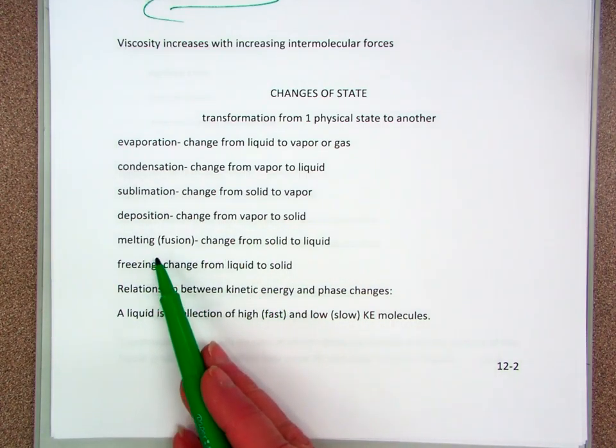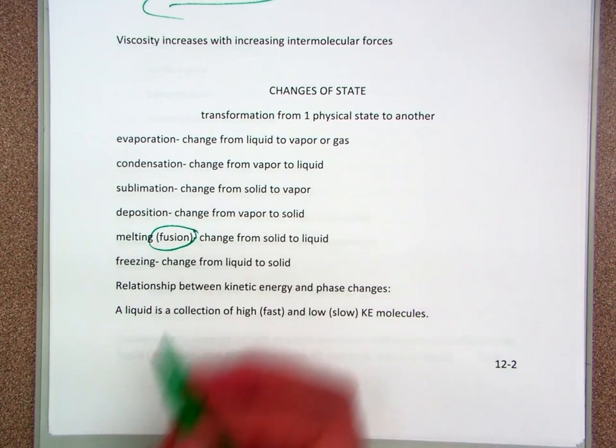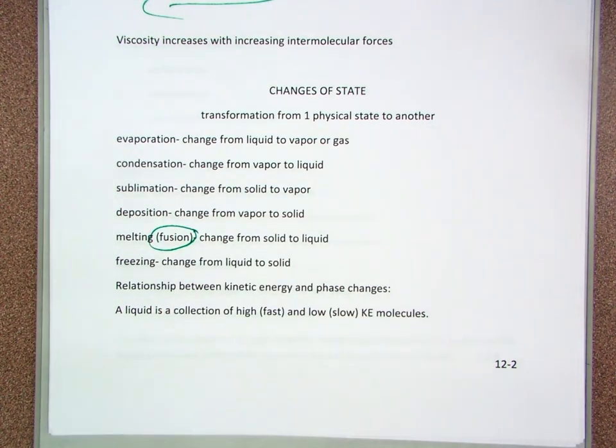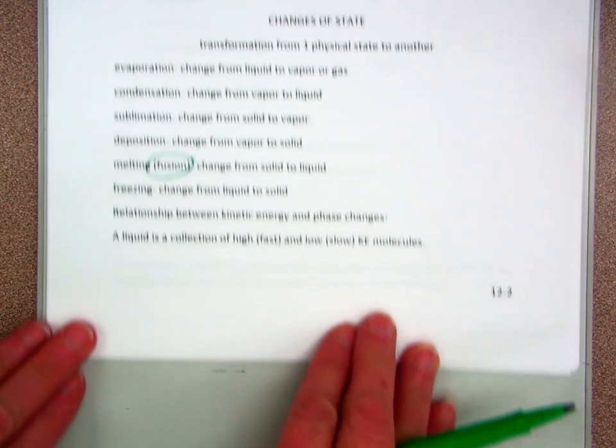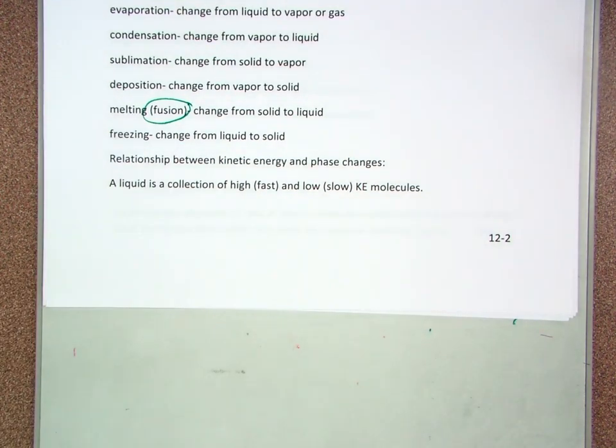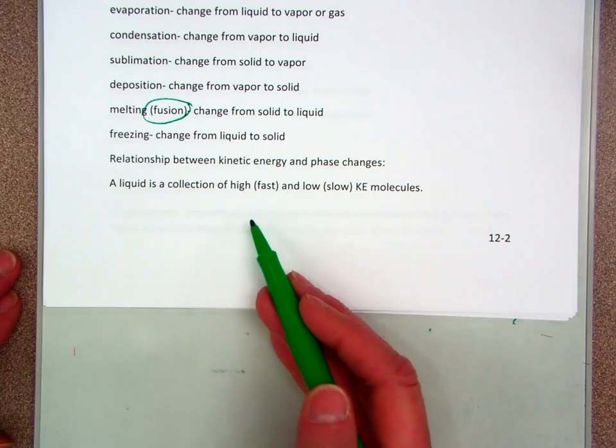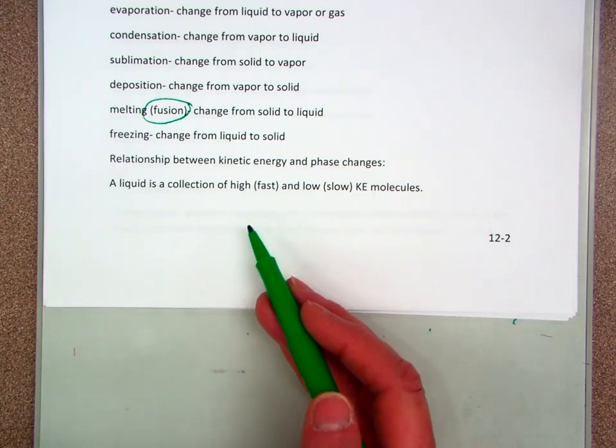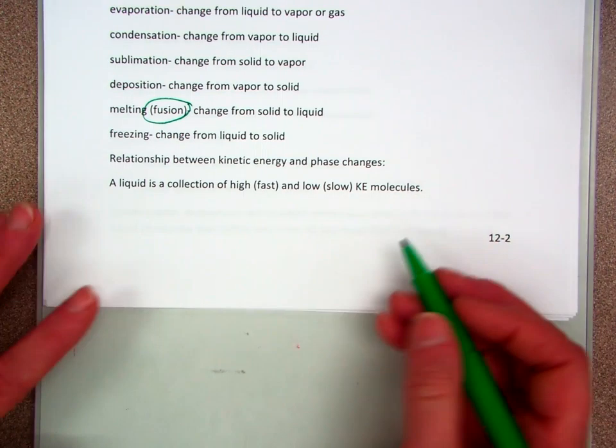And then melting, in chemistry, is called fusion, not nuclear fission and fusion. That's going from a solid to a liquid, and freezing is liquid to solid. And when we think about this, we can look at the relationship between kinetic energy and the energy it requires to make these phase changes. We know that kinetic energy is directly proportional to the Kelvin temperature, and we have a higher average kinetic energy at a higher temperature. So liquids are collections of high kinetic energy, or fast-moving molecules, and low kinetic energy molecules also.